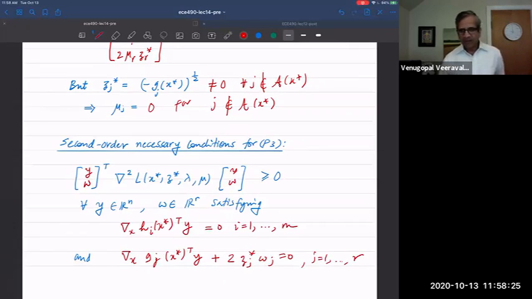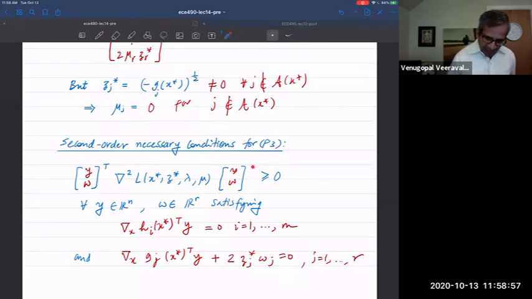So for P3, based on the second order necessary condition, I'm going to use twice continuous differentiability to establish that mu j is bigger than or equal to 0. For that, I need to use a second order condition for P3. So I get this: for any y and w satisfying these conditions, this has to be bigger than or equal to 0. I'm going to use this now to establish that mu j is non-negative.